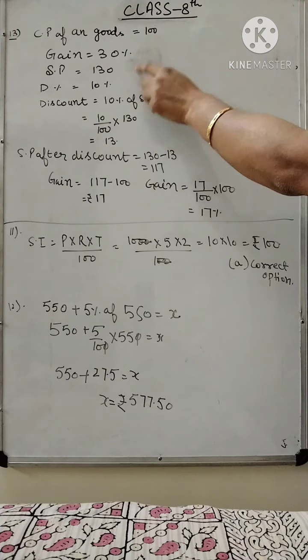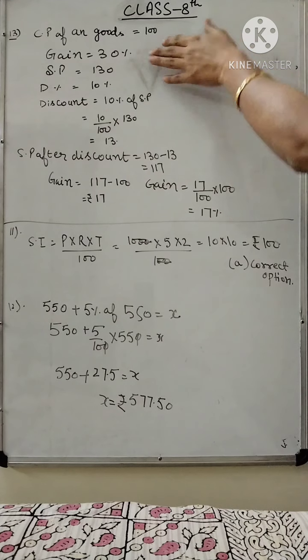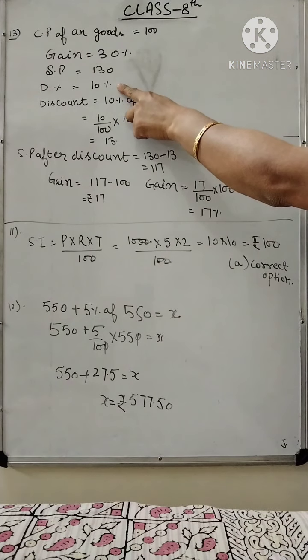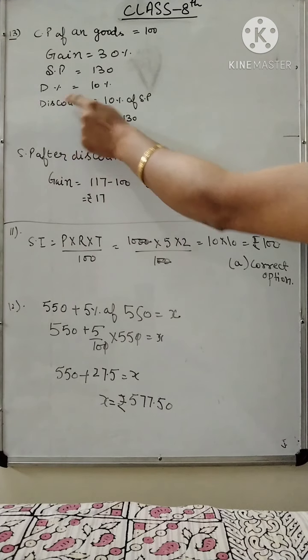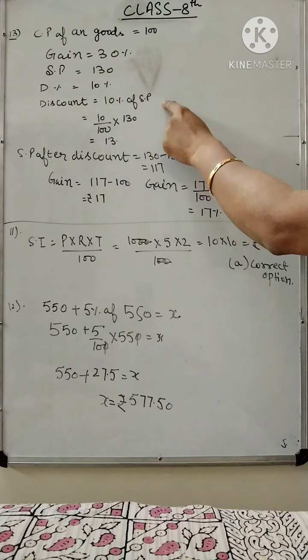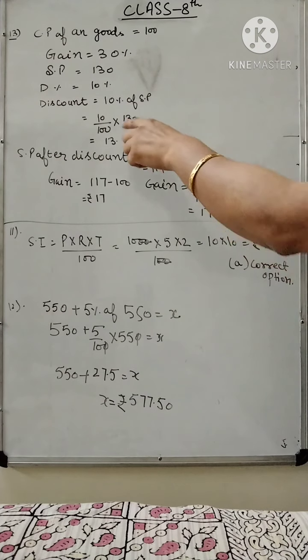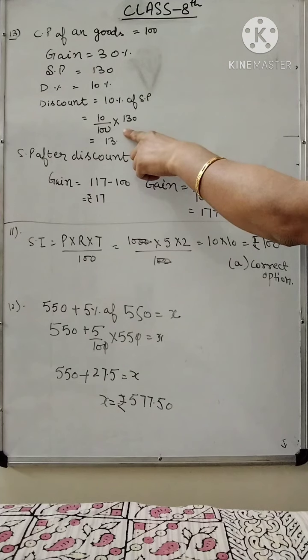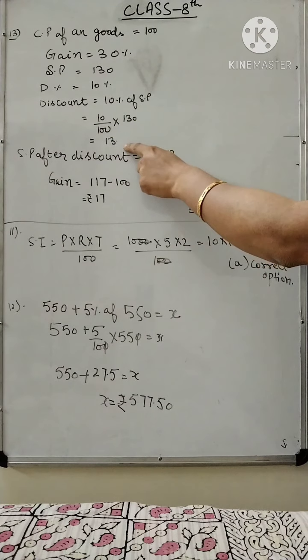After that, this is the condition which is already marked by the trader. Clear? Then he is providing a 10% discount. So the discount amount is 10% of the selling price, the market price or MRP which he has mentioned, on that he is giving 10% discount. So 10% of SP, 10 upon 100 into 130. So the discount amount is coming 13 rupees.